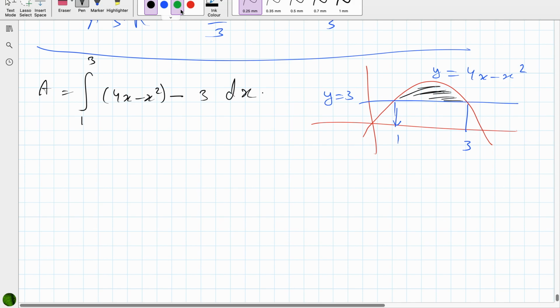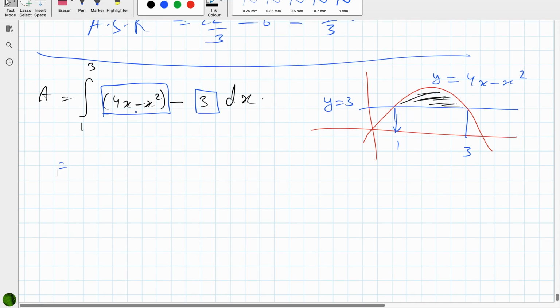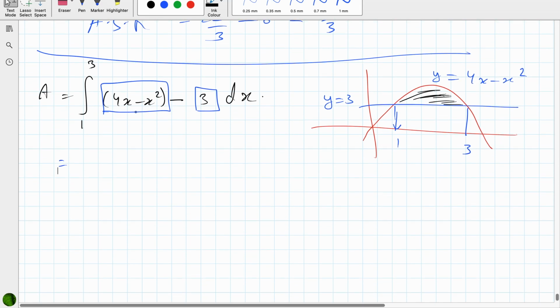Any issues in this? This is upper curve minus lower curve. Even if you write it the other way around, you'll have a negative answer, but the value would be exactly 4 by 3. So let's solve this without going into rectangular shapes and all.